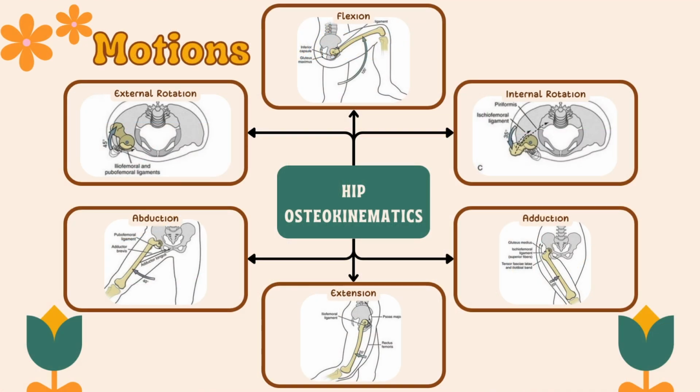So motions of the hip is a ball and socket joint, so it has a lot of motions. There's flexion and extension, internal and external rotation, and abduction and adduction. So pretty simple, very similar motions as the shoulder.